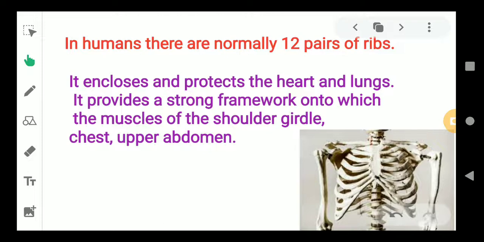Let's see the function of ribs. The rib cage encloses and protects the heart and lungs. It also provides a strong framework onto which the muscles of the shoulder girdle, chest and upper abdomen attach. That means it gives a shape to the abdominal portion. It gives a perfect shape to our body also. The very important function of the rib cage is to protect the heart and lungs. Second, it provides a framework to the abdominal part.